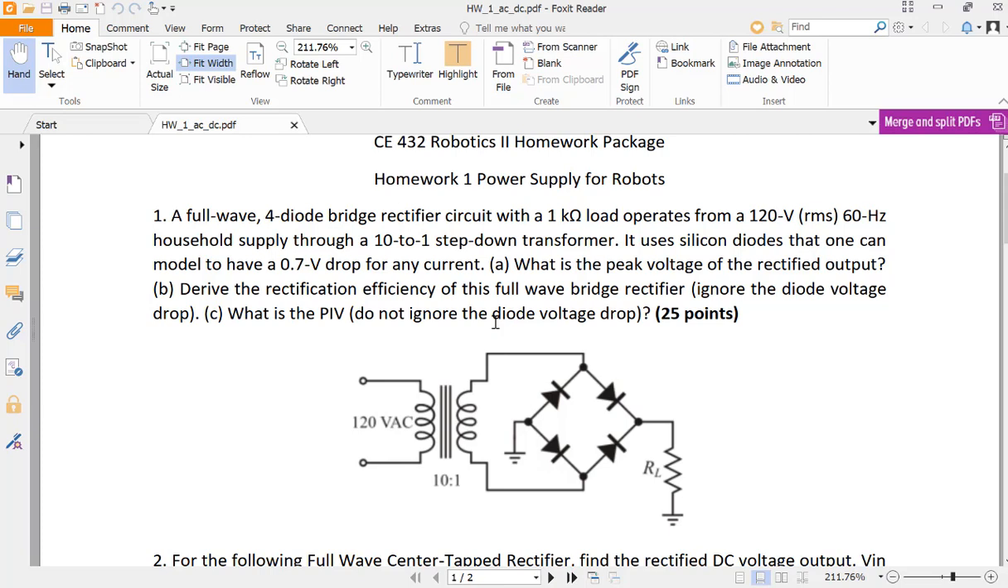Derive the rectification efficiency of the full wave bridge rectifier and ignore the diode voltage drop. So now it's just exactly what I did in the class. And what's a PIF? Do not ignore the diode voltage drop. What's a PIF? That's a VM minus 1 times 0.7. And that's it. You're done for the first one.